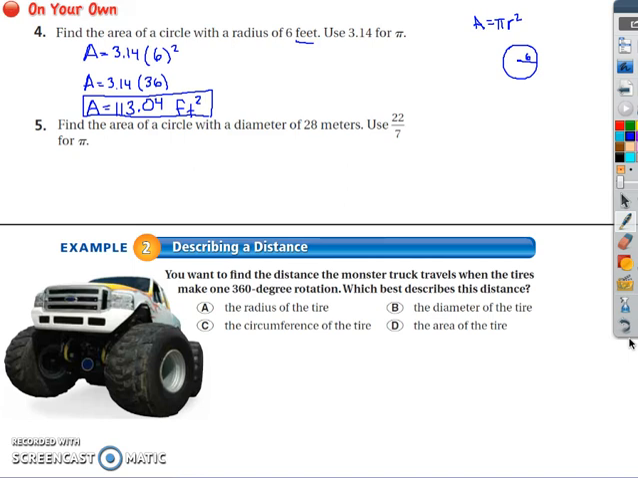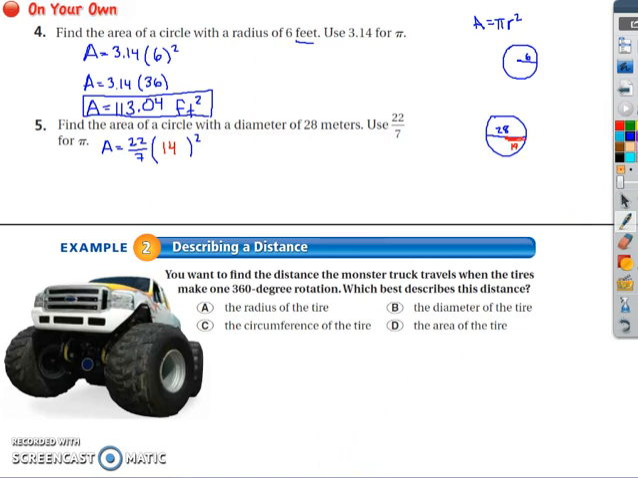On your own number 5, I'd like you to go ahead and take a moment to pause the video and try by yourself. Our area is equal to pi r squared, and they tell us to use 22 over 7 for pi. Our radius needs to go next, squared. Now drawing this picture, we have the diameter, which is 28 feet, but what we need is the radius going from just the center to the edge. So that's going to be half of the diameter. So if the diameter is 28, half of that would be 14, meaning that our radius is 14.